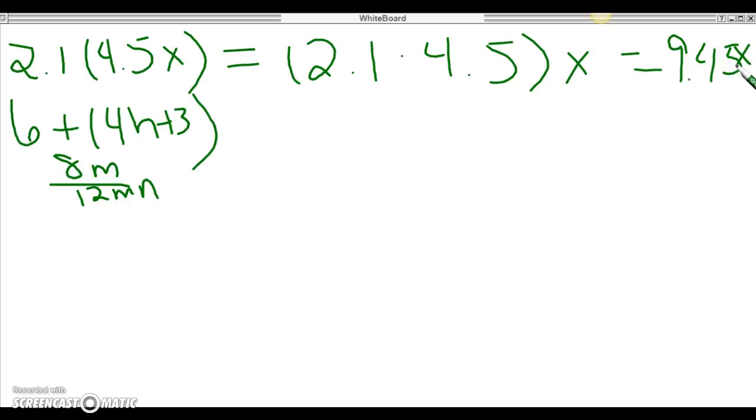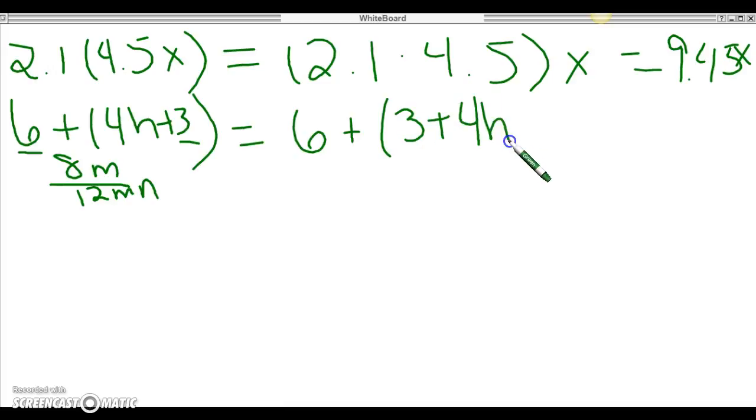Okay. And so here I know that I can only add the 6 and the 3. So I'm going to first use commutative property by switching it around. So it's going to turn to 3 plus 4h.